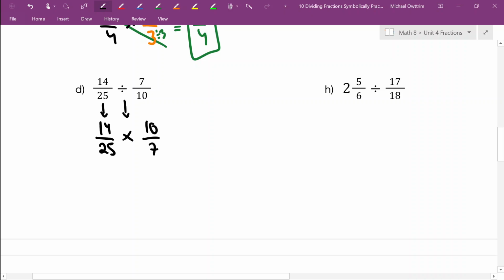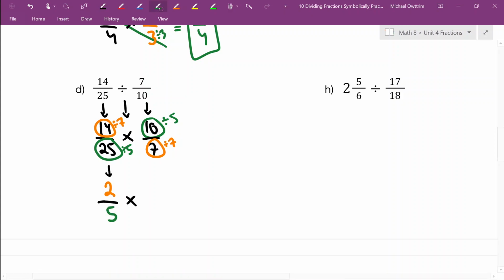Now that I'm at this multiplying step, though, there is some simplifications I can do. So I notice that 14 and 7 can both divide by 7. And you might also notice that 10 and 25 can both divide by 5. And so that'll give us the simple form question. 14 divided by 7 is 2 over 5.